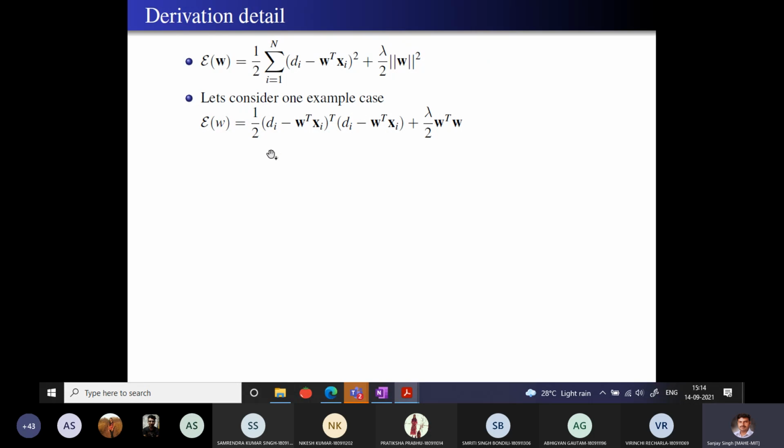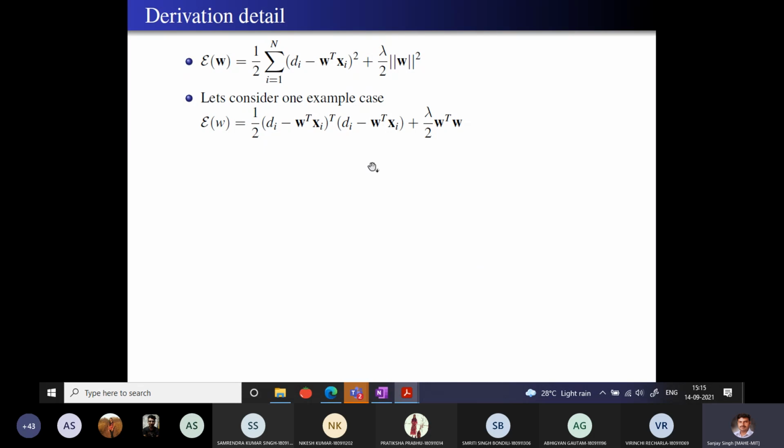So, with the 1 by 2 constant factor, let it be (d_i minus w^T x_i) squared, plus lambda by 2. And because this one is a Euclidean square, we can always write w^T w. I have also explained with the analysis how it came out to be, and why it is equivalent. I'm writing all these things in vector notation because I'll be applying matrix calculus to it, to find a derivative.